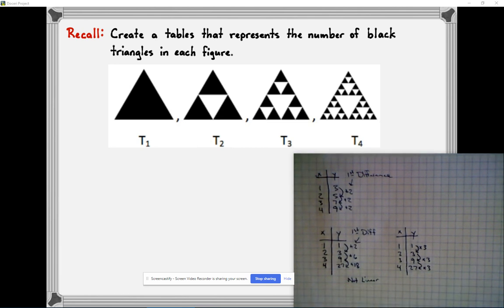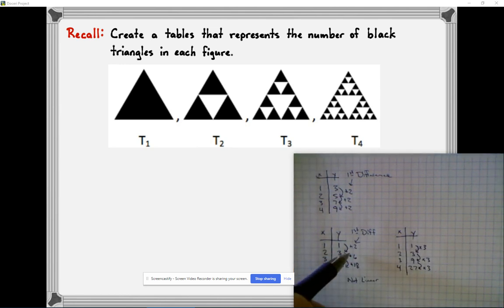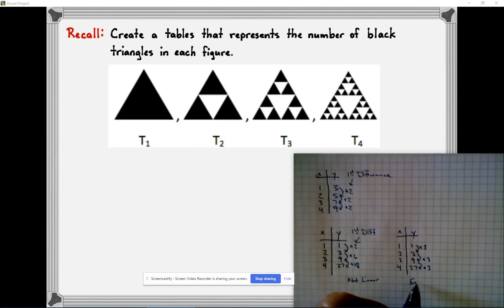What do I do from 9 to 27? I multiply by 3. So you can see that it's not a first difference because we're not looking for how far apart they are. We're noticing that when we multiply one step by a constant number, we get the next step. Okay? So this is an exponential function.